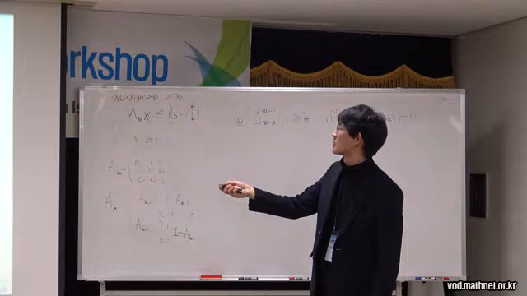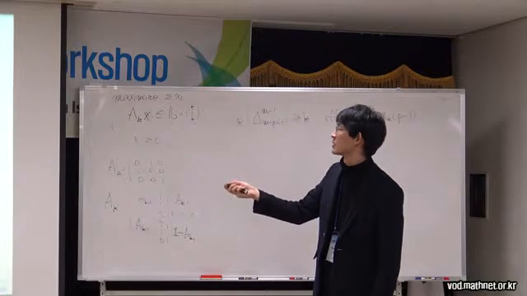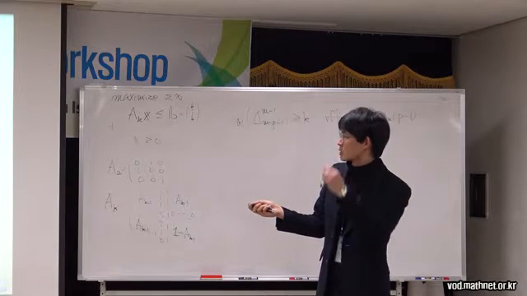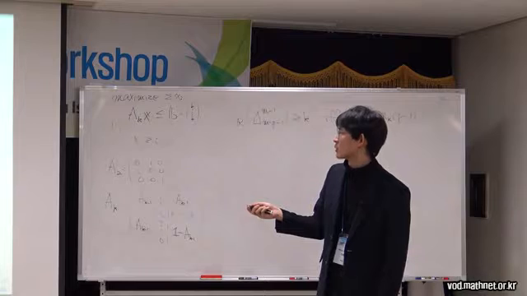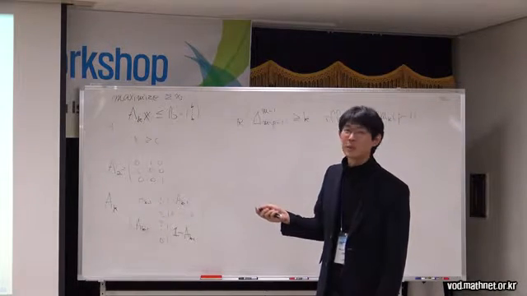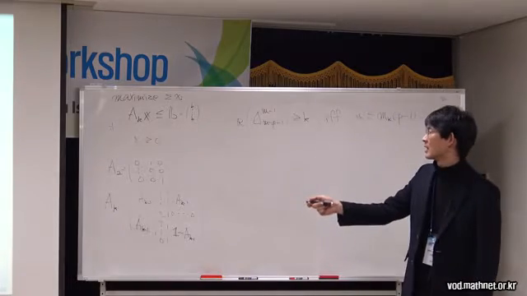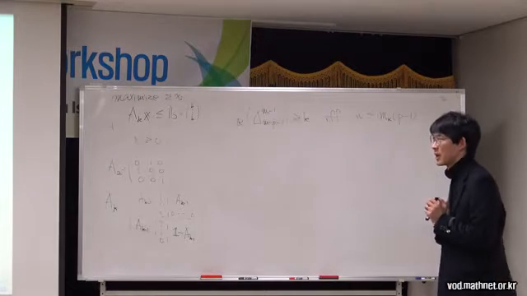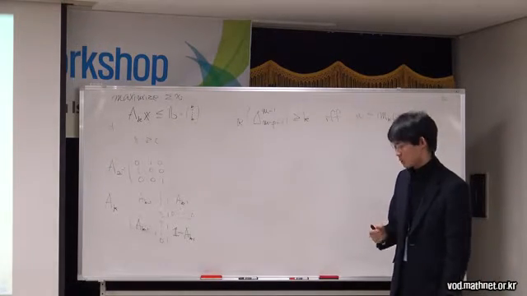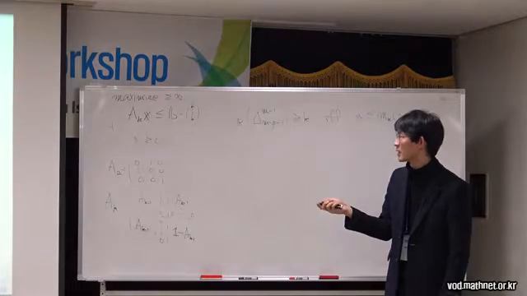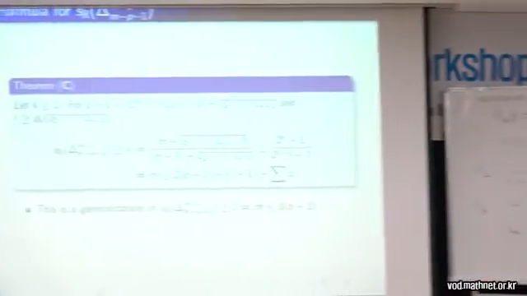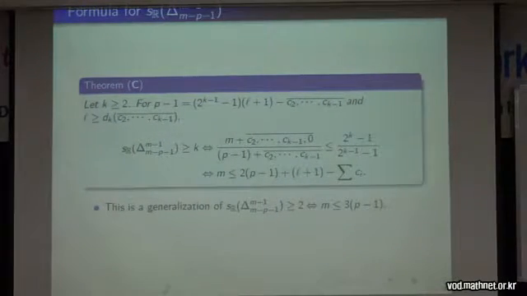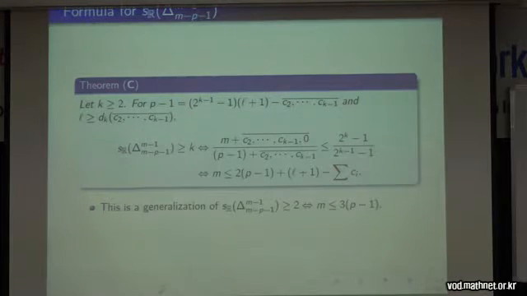If we rewrite p minus 1 in this kind of form, and suppose L is greater than or equal to dk of something which depends on p minus 1, then the real Buchstaber number of skeleta of the n minus 1 simplex is greater than or equal to k if and only if this nice formula holds. It means that you can compute the real Buchstaber number over those cases completely?